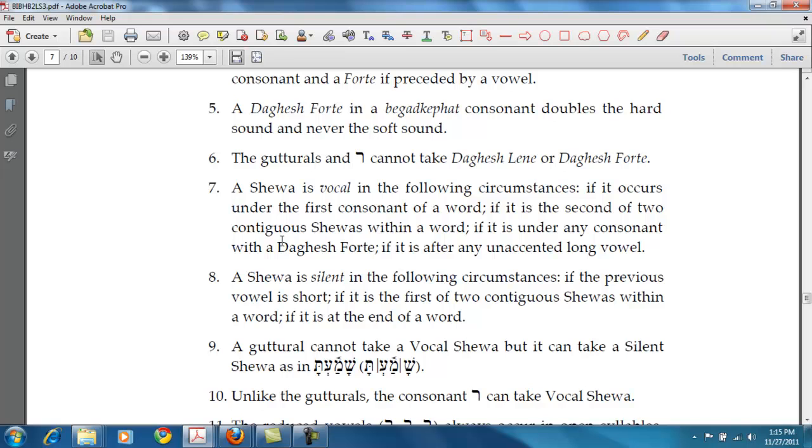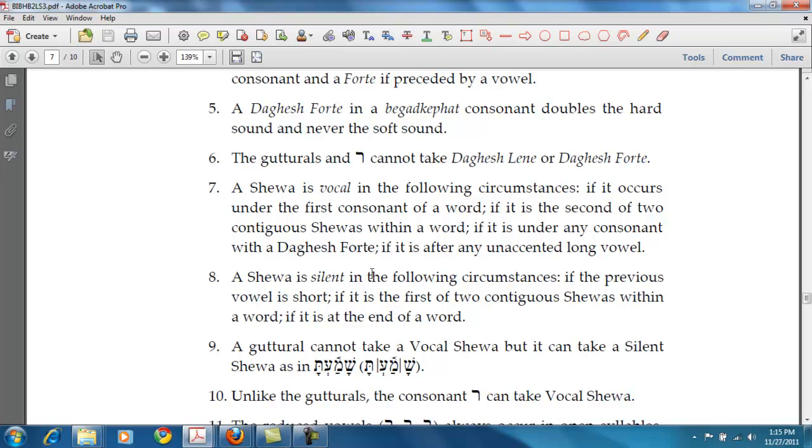All right. Number 7, a shewa is vocal in the following circumstances: if it occurs under the first consonant of a word, if it is the second of 2 contiguous side-by-side shewas. Remember, the first one does the walking, the second one does the talking within a word. If it is under any consonant with a dagesh forte. So if you've got a dagesh forte and there's a shewa under it, it is going to be vocal. If it is after any unaccented long vowel, it's going to be vocal.